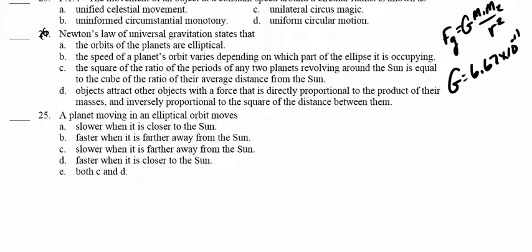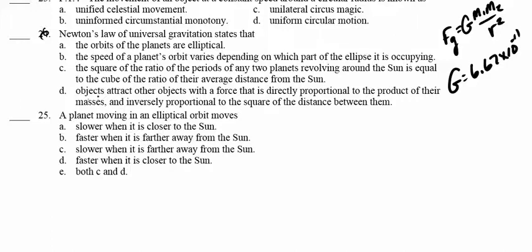So what is it consisting? The orbit of planets are elliptical. The speed of planets' orbit varies depending on which part of the ellipse it is occupying. The square of the ratio of the periods of any two planets revolving around the Sun is equal to the cube of the ratio of their average distance from the Sun. Or objects attract other objects with a force that is directly proportional to the product of their masses and inversely proportional. Yes, it's letter D.